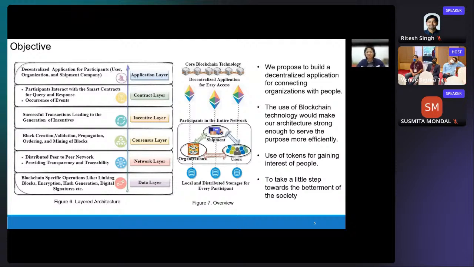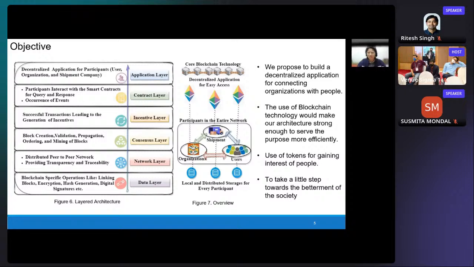Now, the participants here can be the shipment company, the organizations, and the users. It is distributed because all of these users have the entire history of the chain in their local storage. It is decentralized because every participant has a similar role.